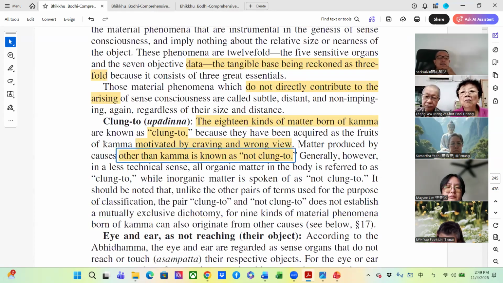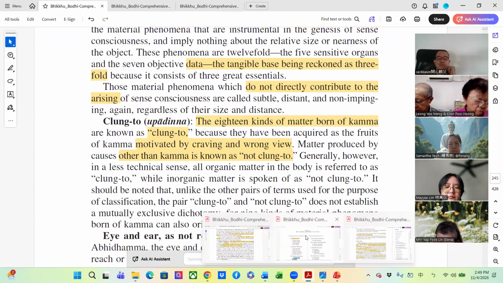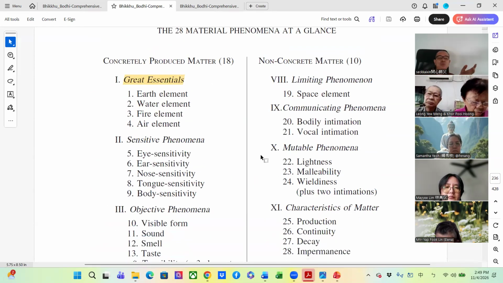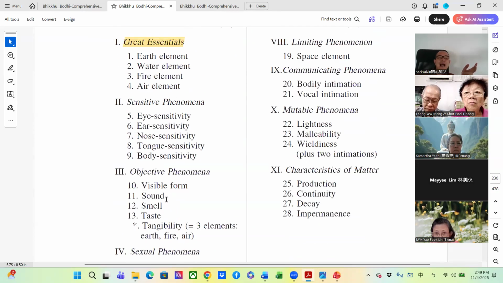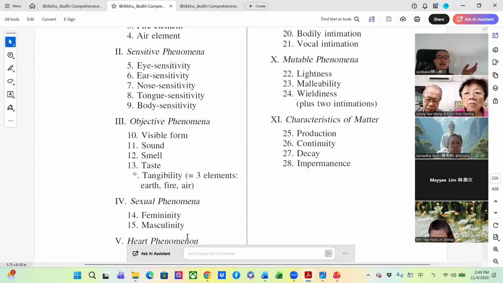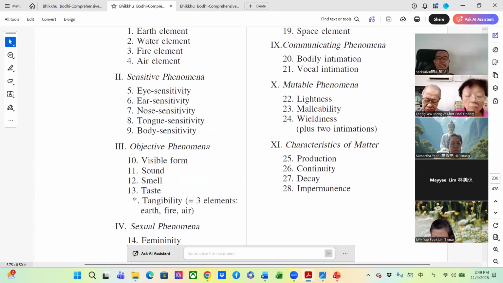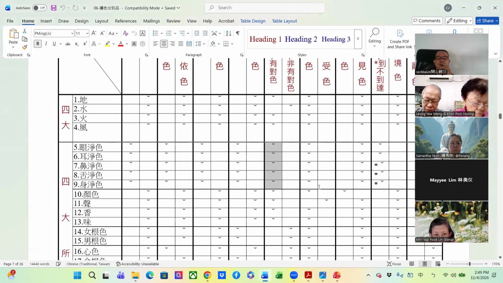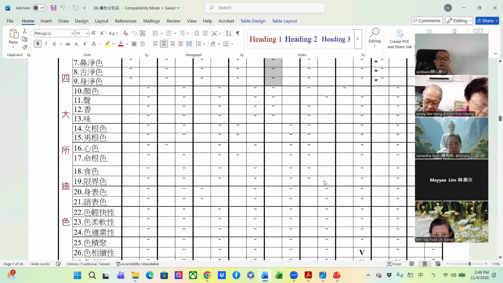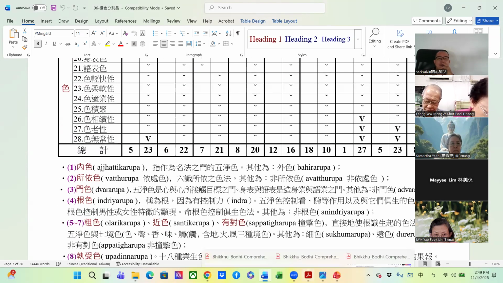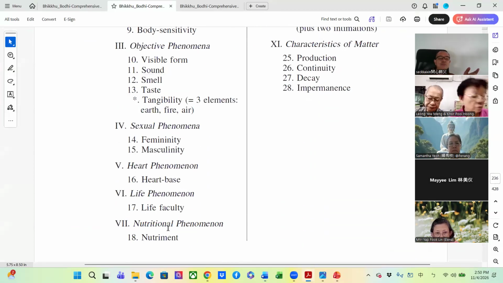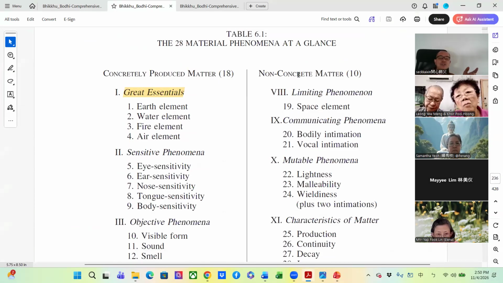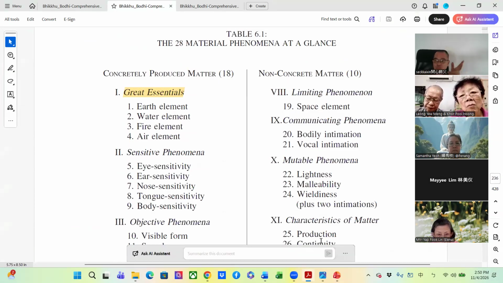Okay, then the next is the clung to. In the simple way, meaning to say, if these 18 are all created due to the karma, they are considered clung to. Totally 18, class. So all this produced is due to the karma, so they are the clung to. Then the rest are not the clung to.